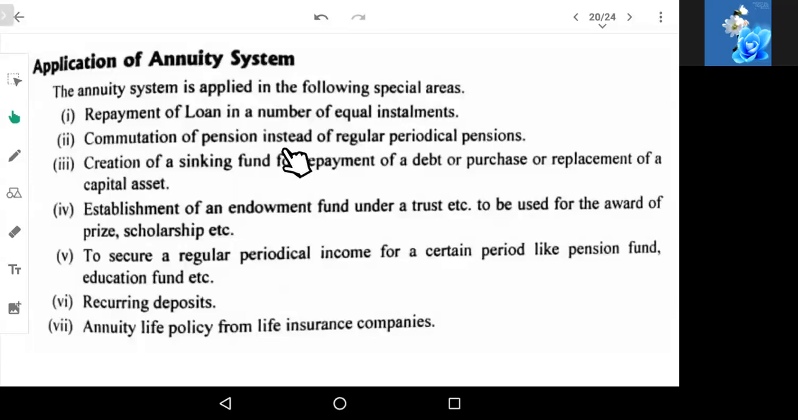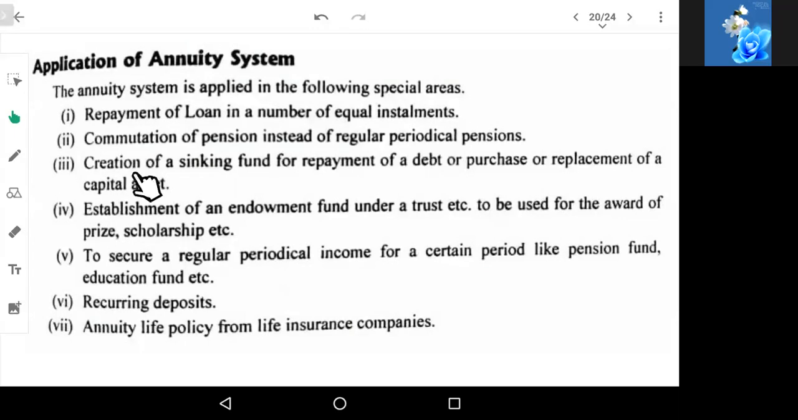Computation of pension instead of regular periodical pensions. So pension is what is paid at old age, right? When a person has saved some amount in the pension fund with the government, that amount will be given whenever they are old. Monthly they will get some 5000. It depends on the amount that they have saved. Few will be getting 1000, 1200, or few will be getting 5000, 6000 also. So how do they calculate that pension? In that calculation also they are using annuity.